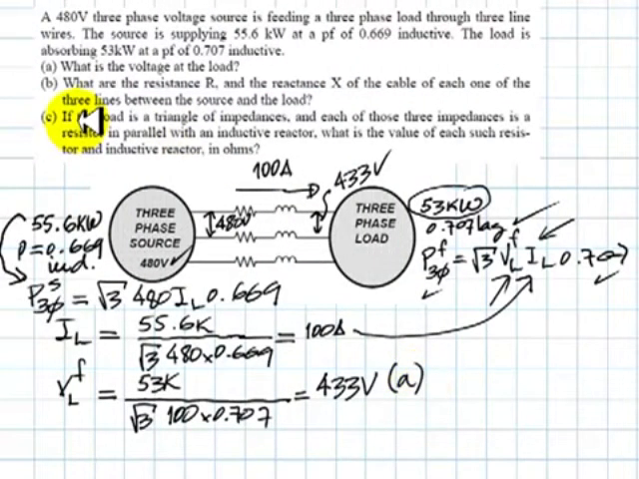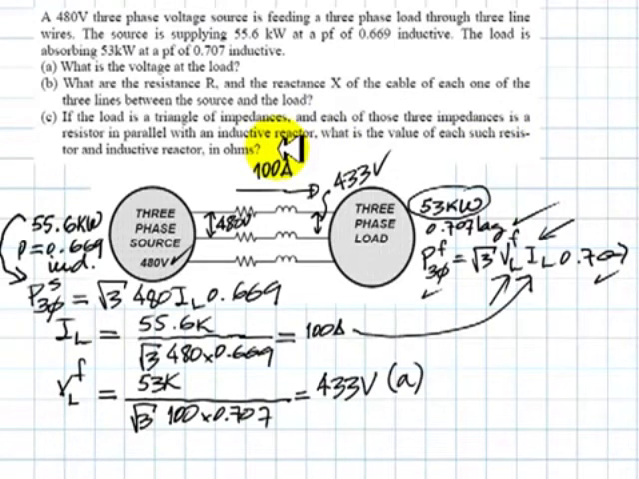Now let's work on part C. Observe I'm jumping from part A to part C because it's simpler than part B. If the load is a triangle of impedances and each one of those three impedances is a resistor in parallel with an inductive reactor, what is the value of such resistor and such inductive reactor in ohms?